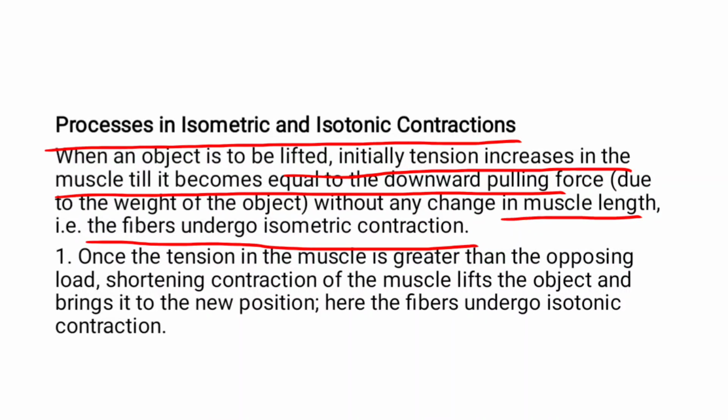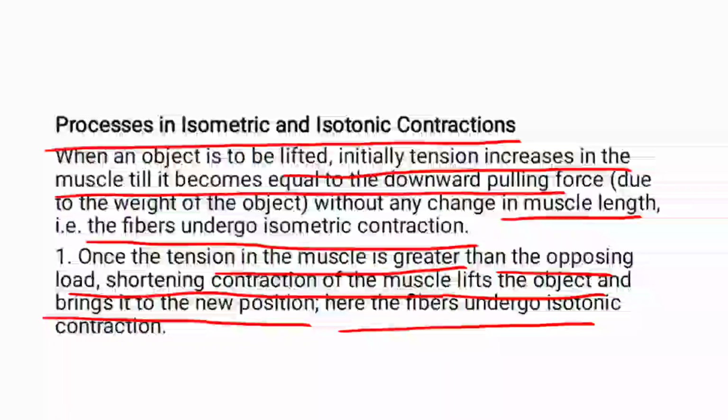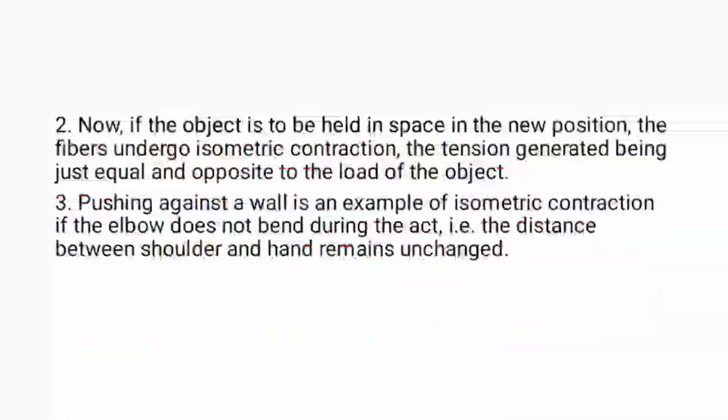Once the tension in the muscle is greater than the opposing load, shortening contraction of the muscle lifts the object and brings it to the new position. Here the fibers undergo isotonic contraction.